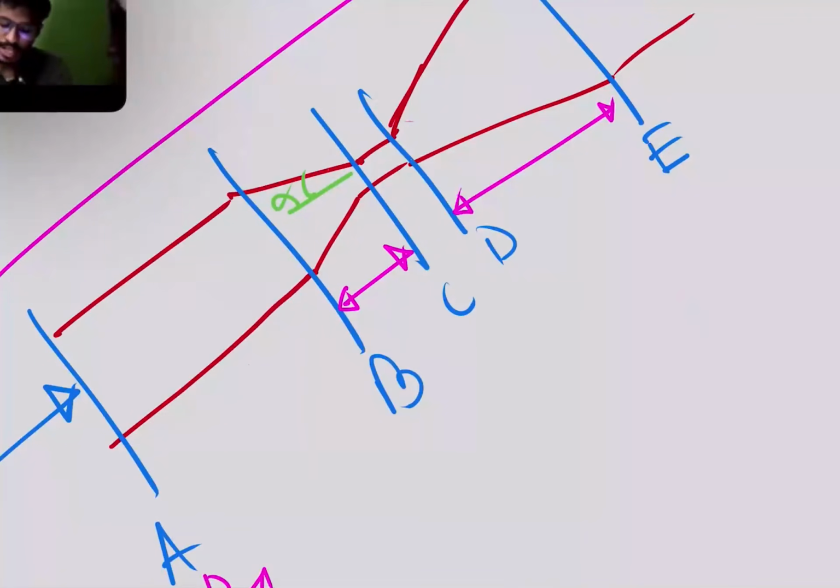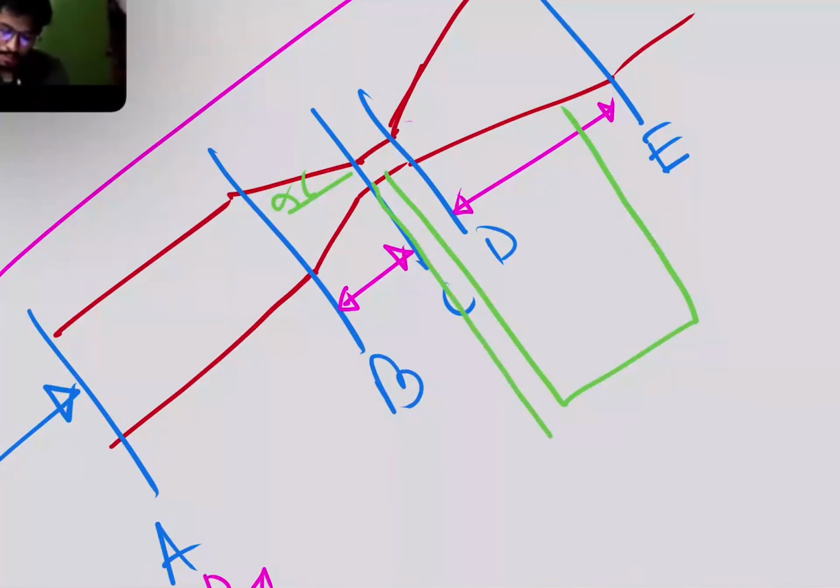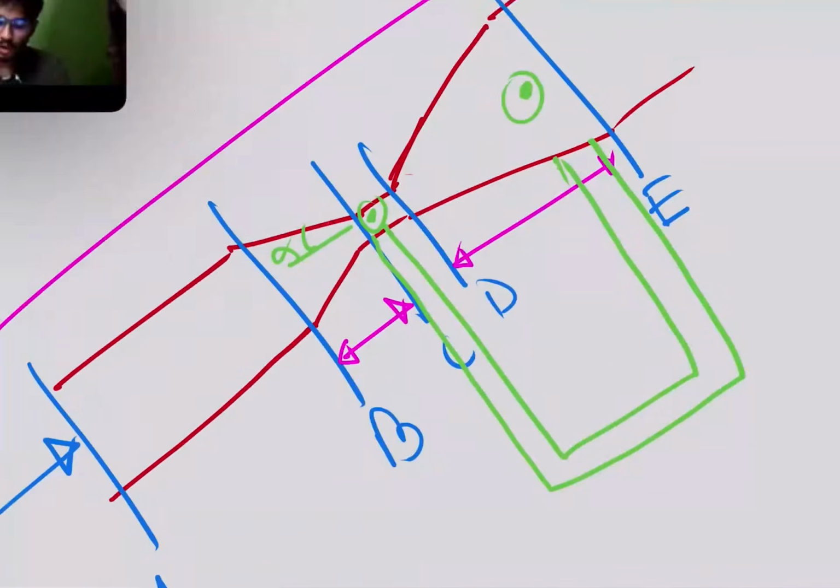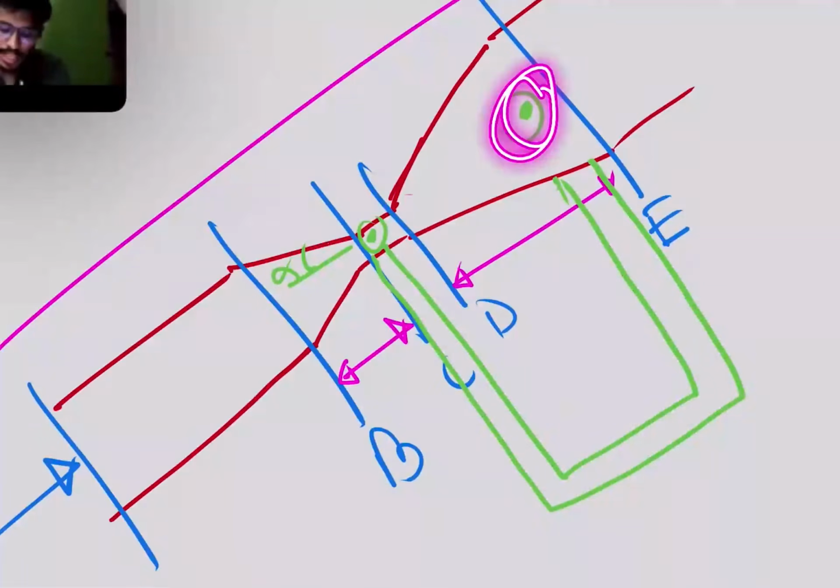from D to E, right? So if I take a pipe like this, and I am joining it. So you have already drawn that your pressure at this point is higher than the pressure at this point, right? You have shown that the pressure at this point will be higher than this point.